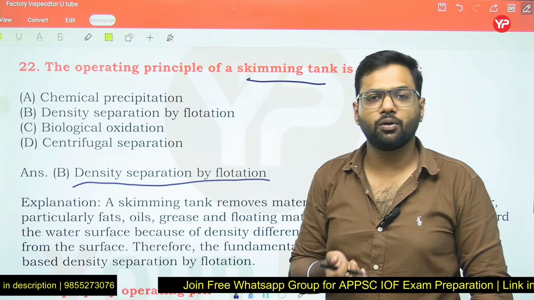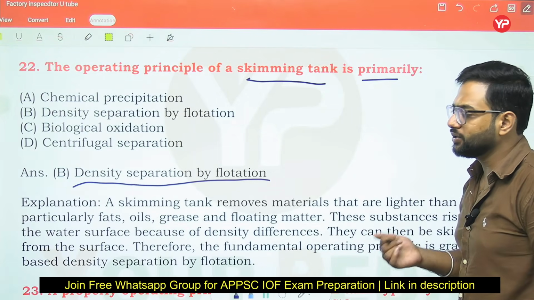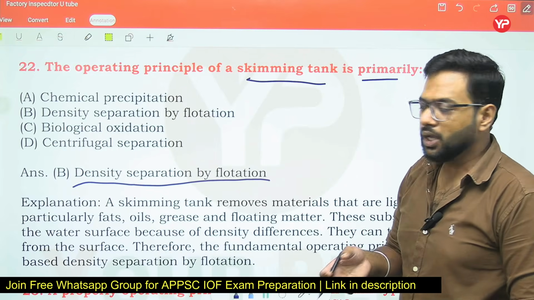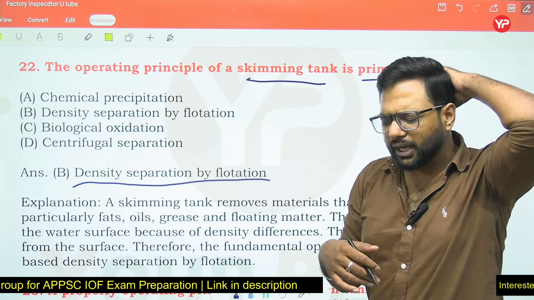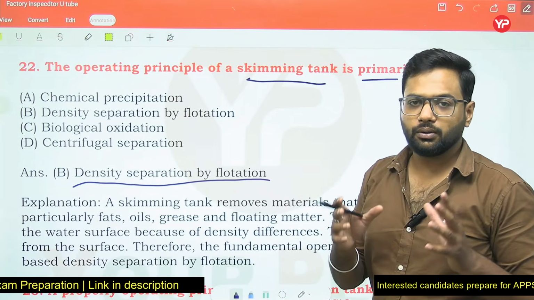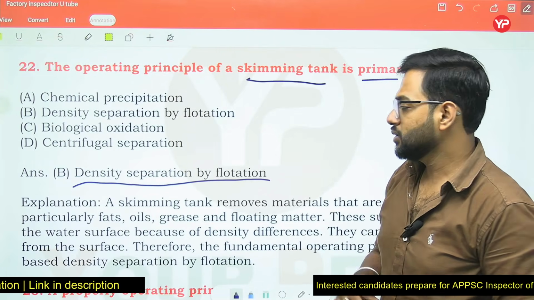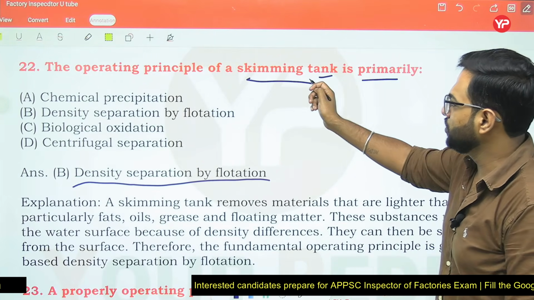If you don't remove these oil particles, they prevent the growth of the microorganisms. So during the biological treatment, microorganisms cannot grow. For the removal of the organic matter, we want an excess amount of microorganisms. So that's why we have to remove oil and grease particles. So the skimming tank is being used.